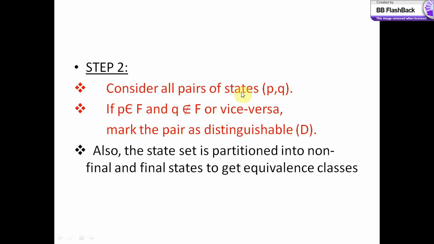The next step is to consider all pairs of the states. And in every pair we need to identify whether that pair is distinguishable or not distinguishable. So if one state belongs to final states and the other belongs to non-final states, then that pair can be marked as distinguishable. And also at the end of this step, the state set is partitioned into non-final and final states to get the equivalence classes.